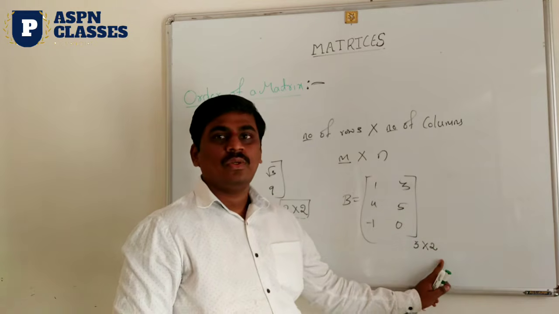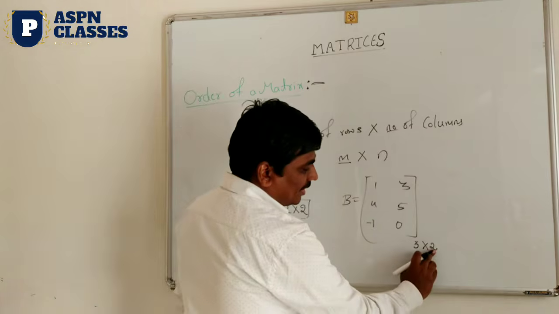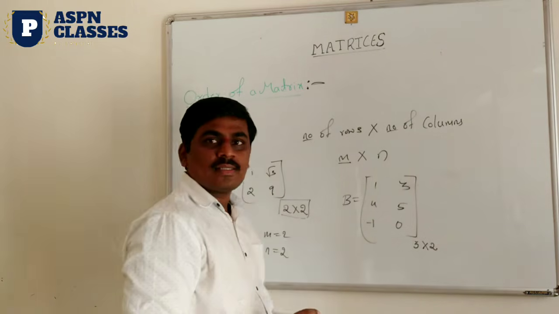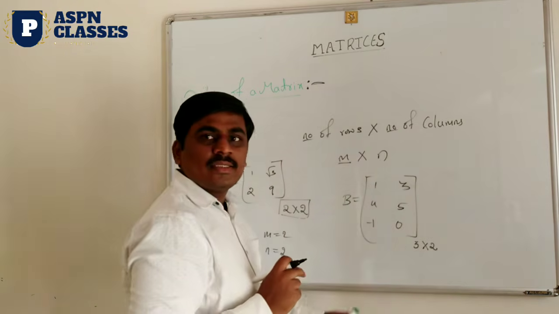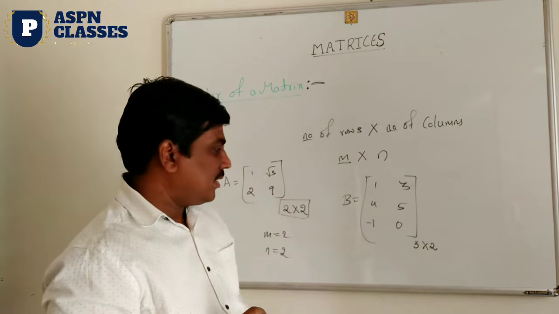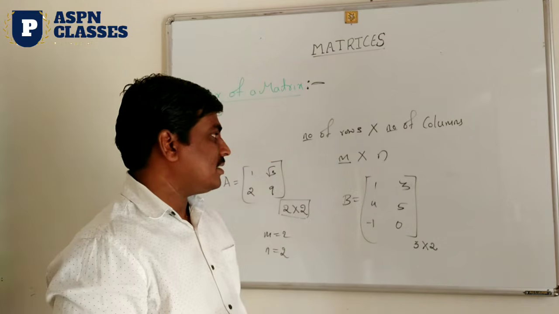3 into 2. So how many elements are there in this matrix? It is very easy. Multiply these two results, 3 into 2. What is the answer? 6. 6 elements are there. Count it: 1, 2, 3, 4, 5, 6. 6 elements are there in this matrix. Okay, this is representing the order of the matrix. Correct?